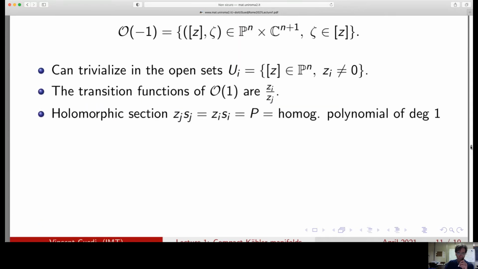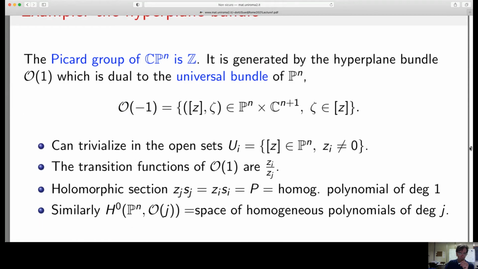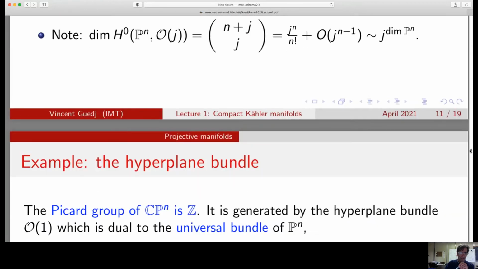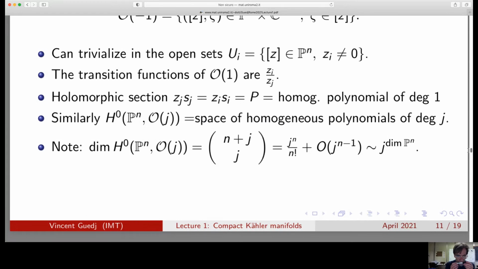And so if you tensor O(1) a certain number of times, say j times, then you get the bundle called O(j), and the space of global sections of O(j) is the space of homogeneous polynomials of degree j in n plus 1 variables, and they have dimension (n+j choose j).